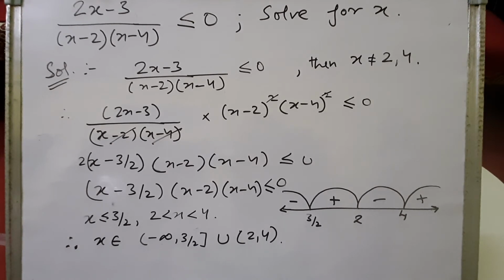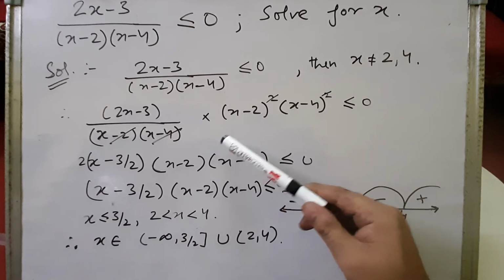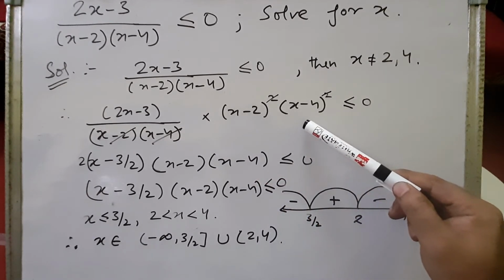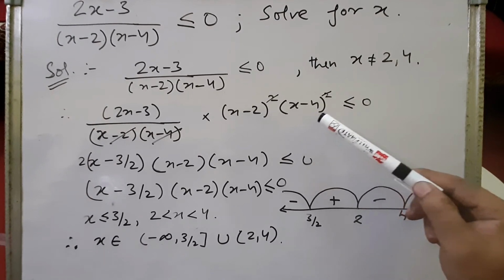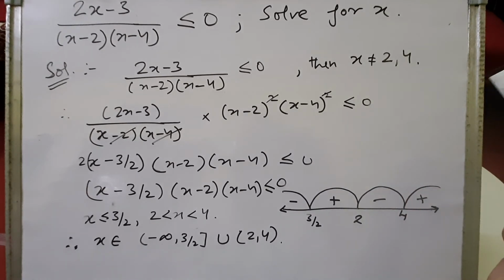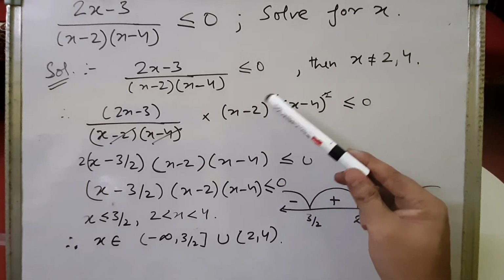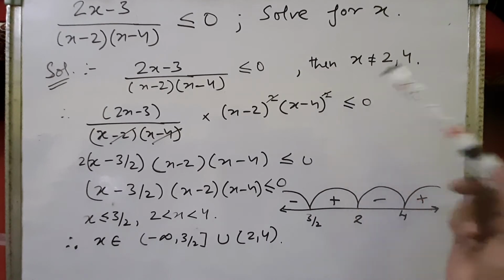Now let's solve. This is written in the form of f(x) upon g(x). First we have to convert this inequality into the form of f(x) into g(x), so that we can obtain all the possible intervals. For (2x minus 3) upon (x minus 2)(x minus 4), we will multiply by (x minus 2) square and (x minus 4) square on both sides of the inequality, because this is a positive term and we can multiply by a positive term. It will not affect the inequality; the sign will remain the same. Now this (x minus 2) will cancel this square and this (x minus 4) will cancel this square.